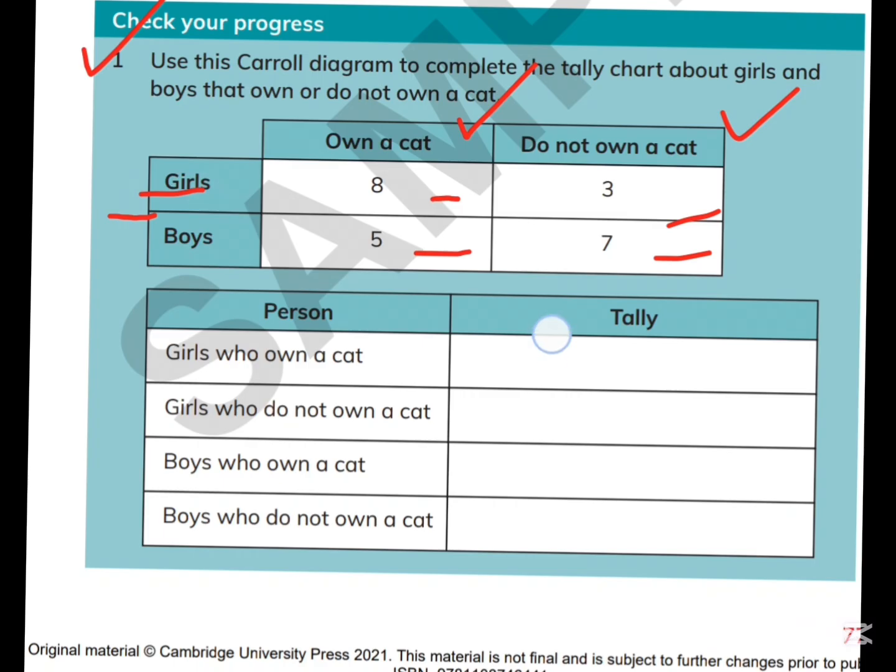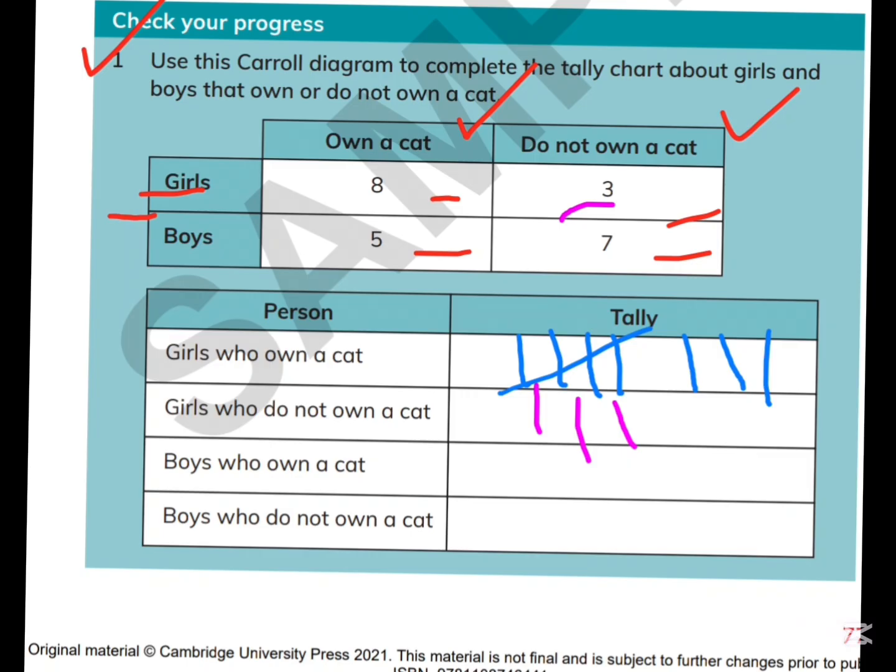We will write it in tally. This is written 8. How will we write 8? We will change the color. 1 2 3 4 5 6 7 8. Easy. Now I am changing the color. Girls who do not own a cat. How many girls? You can see these are girls who do not have a cat. 1 2 3.